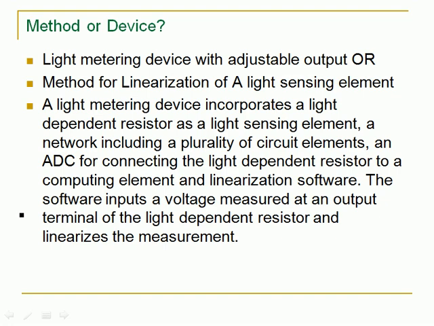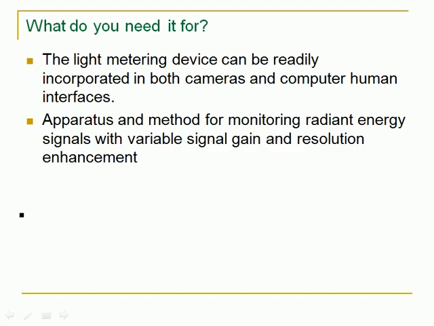So it's a light metering device which has a light-dependent resistor as a light-sensing element, a network of a plurality of circuit elements, an A to D converter for connecting the light-dependent resistor to a computing element, and linearization software. The software inputs a voltage, right? We can't patent a signal, but we can patent the process that the signal undergoes. It measures the output terminal at the light-dependent resistor, and linearizes the measurement.